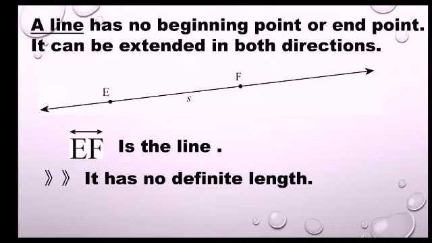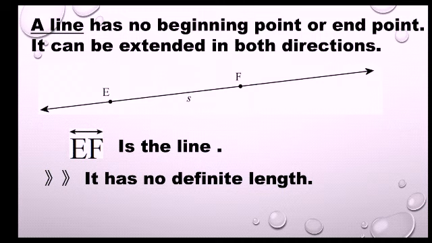Now what is a line? A line has no beginning point and no end point. It can be extended in both directions. For that reason we are giving the arrow sign in both directions. The arrow sign indicates we can pull the line in both directions. So it has no ending point and no starting point.